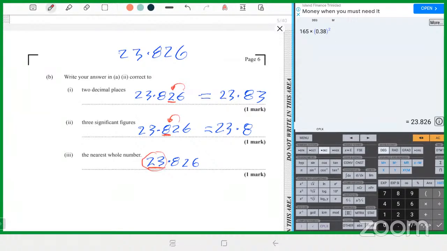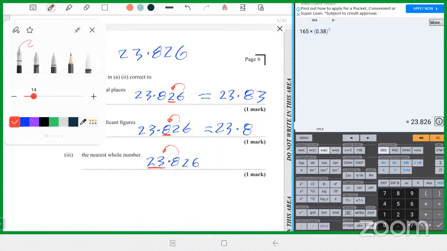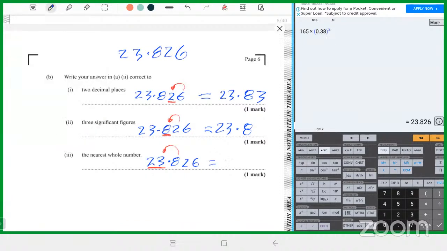And you want to correct that whole number using this 8. So this 8 is going to correct the 23. Because it's an 8, a value more than 1, it's going to increase it. It's going to increase the 23 to 24. So to the nearest whole number, it becomes equal to 24.